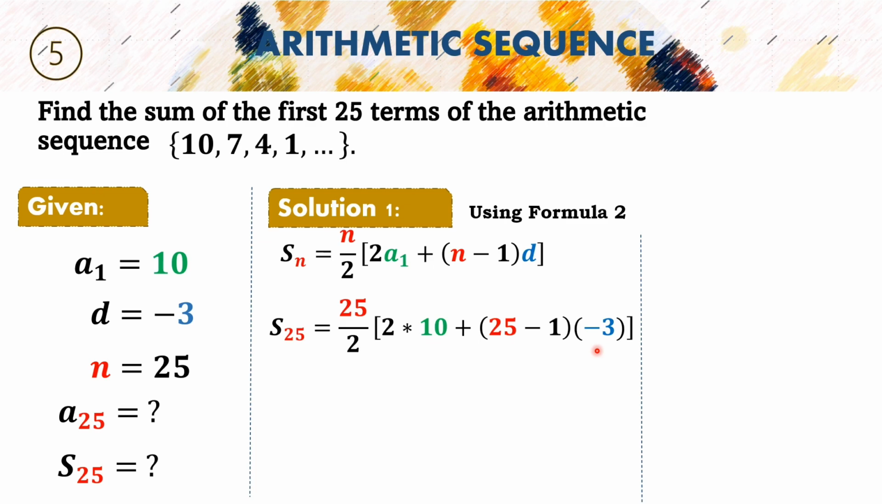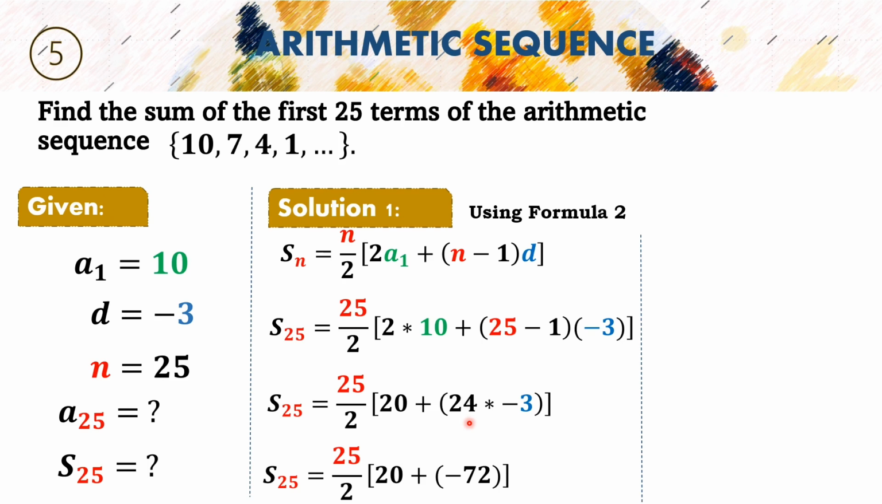We have 25 over 2, quantity 20 plus 24 times negative 3. That is 25 over 2, quantity 20 plus negative 72. Therefore, 25 over 2 times negative 52, the sum of the first 25 terms of this arithmetic sequence, is equal to negative 650.